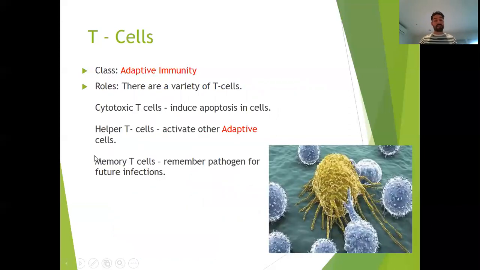The last one are T cells. And again, part of the adaptive immune system. There's a variety of different T cells again, so they're much more specific. We've got cytotoxic T cells, and they cause other cells to undergo apoptosis. So you can see we possibly have a T cell here telling this cell to undergo apoptosis. We've got helper T cells, and they just go and help other cells in the adaptive system. We'll get to these a little bit later on how they work as well. And then again, you've got memory T cells, so they can remember pathogens for the future.